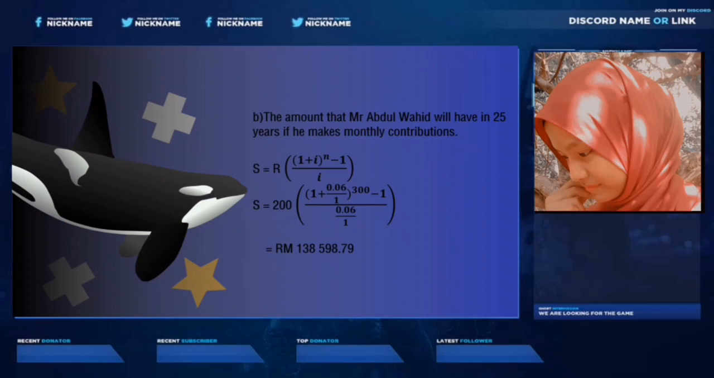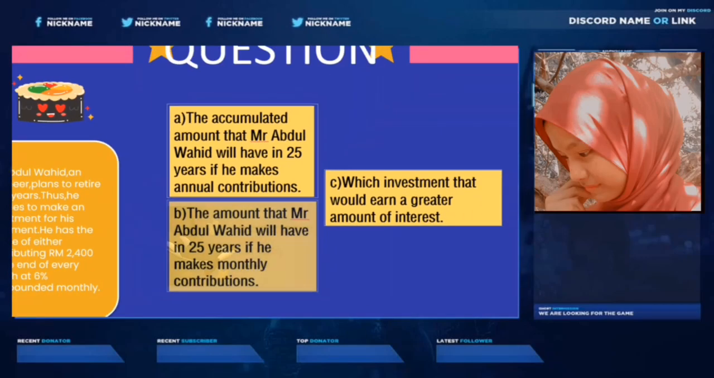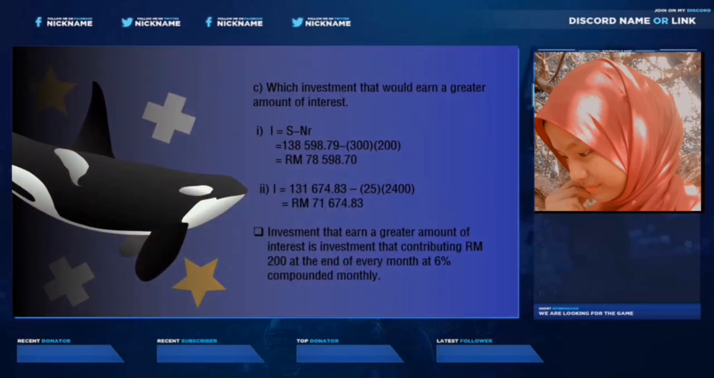For question B, we've been asked to determine the amount that Mr. Abdul Wahid will have in 25 years if he makes monthly contributions. We will use the same formula, but this time the R is 200. The answer that we will get is 138,598.79 ringgit.